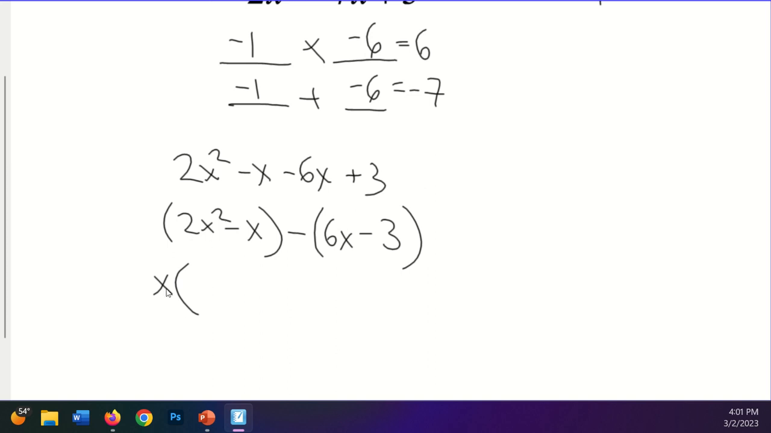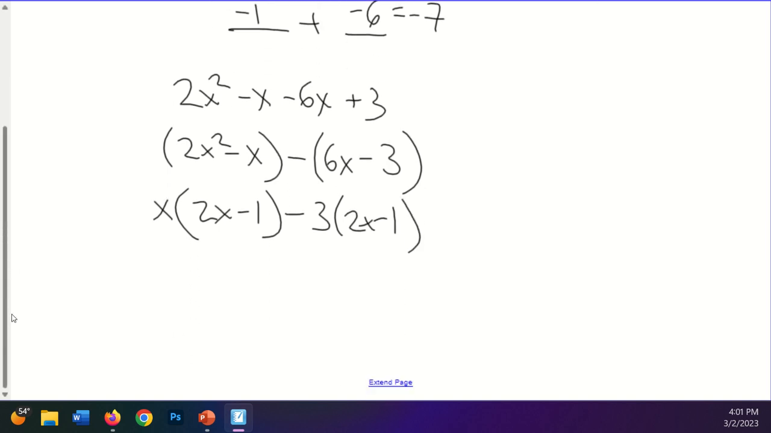When I divide 2x squared by x, I get 2x. And when I divide x by x, I get 1. Here I see a 6x and a 3. I can factor out a 3. That'll give me 2x minus 1. And I feel very confident in what I'm doing so far because what's inside these parentheses is the same. Just like I factored out an x from this pair, and a 3 from this pair, I'm going to factor out a 2x minus 1. So 2x minus 1, and then I'll just bring these two numbers down and say x minus 3.